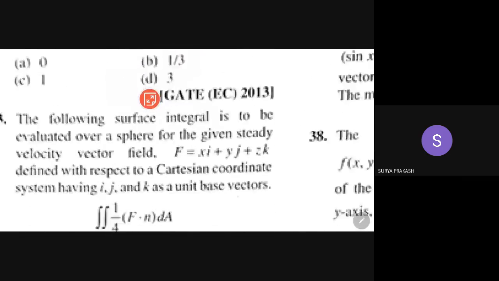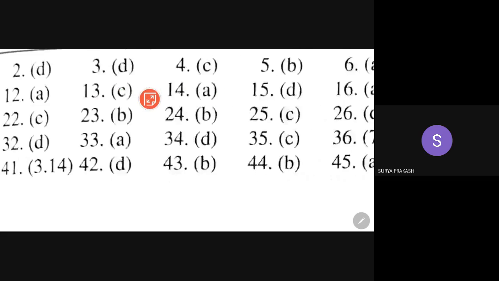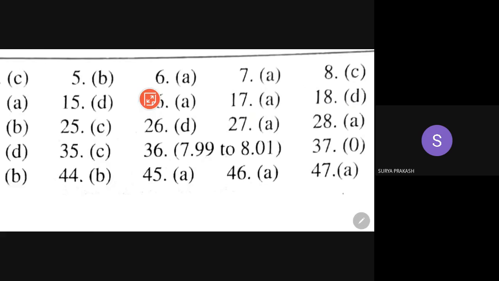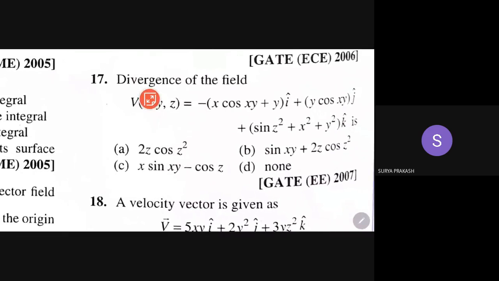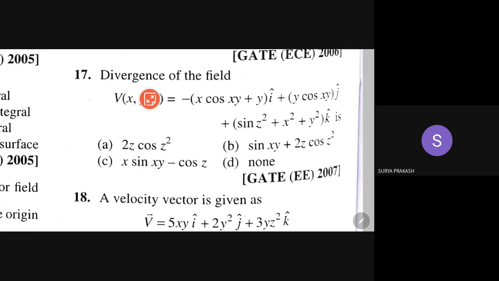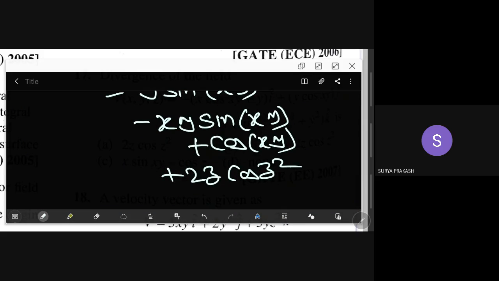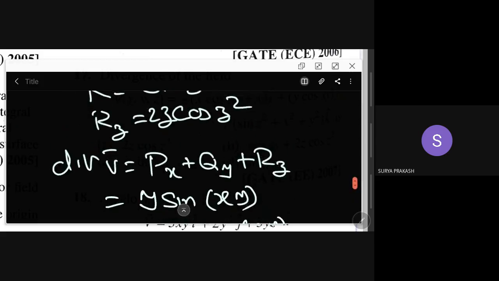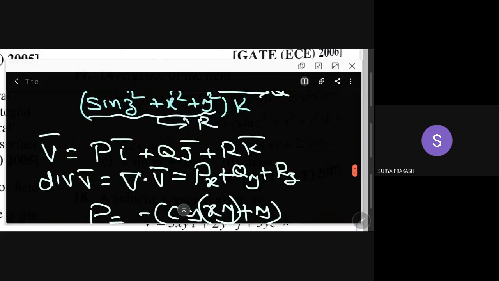So 17, we'll check. If we check 17, 17 must be D. Yeah, he is telling. 17 is A. 2z cos z square only will come, he says. Have you checked this one, please? Have you taken this? Can you check once?